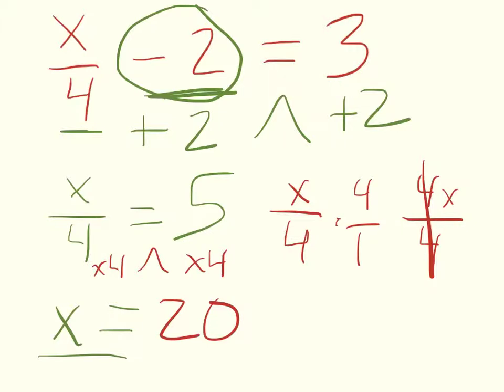So again, if it says divided by, I multiplied to get rid of the 4. If it said subtract, I added to get rid of it. Whatever the operation says, do the opposite in order to get rid of it. Remember, our goal is to isolate that x.